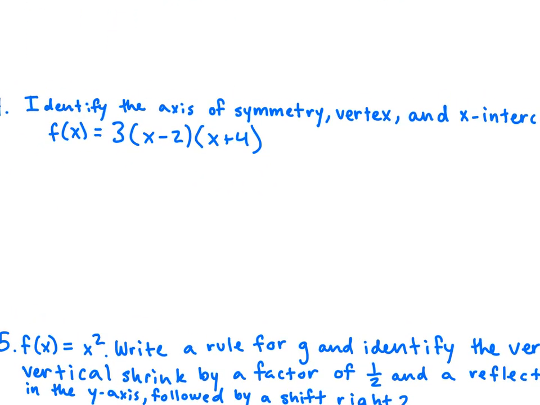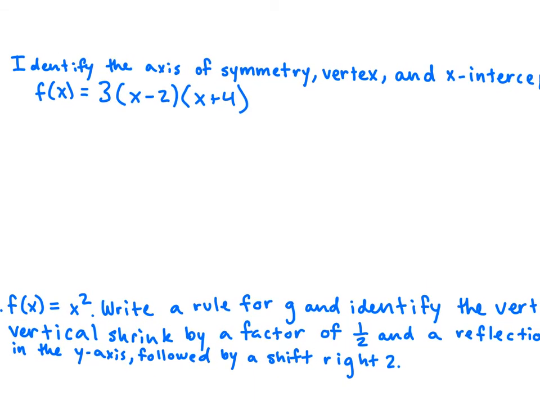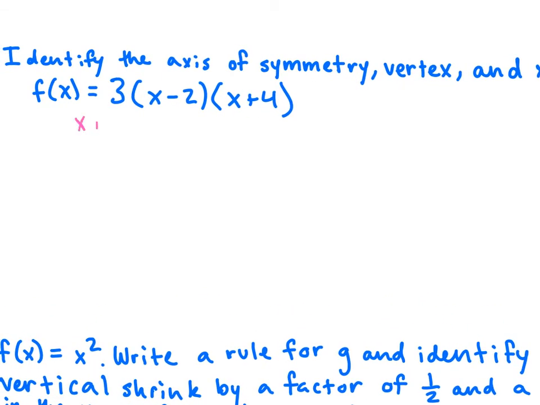All right, now we have one that is in intercept form. So we need to identify the axis of symmetry, vertex, and x-intercept. So let's start with our x-intercept. What would our x-intercept be? 2, 0, -4, 0. Perfect. 2, 0, and -4, 0. So again, we have to make sure we switch the signs of what we get. So since it's -2, we change it to +2. Since it's +4, we change it to -4. Now, how do we find our axis of symmetry? What formula do we use when we have intercept form?